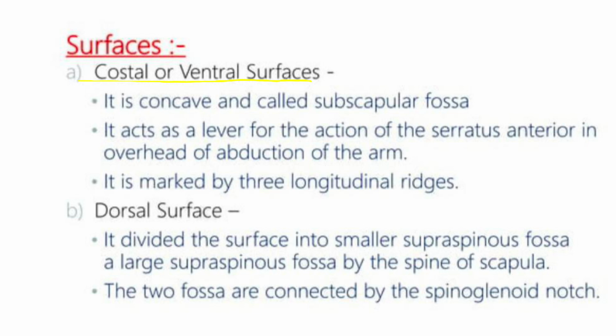Surfaces: costal or ventral surface, which is concave, and it has the subscapular fossa, which provides origin to the subscapularis muscle. It acts as a lever for the action of serratus anterior in the overhead abduction of the arm. It has three longitudinal ridges which provide attachment to intramuscular tendons of the subscapularis muscle.